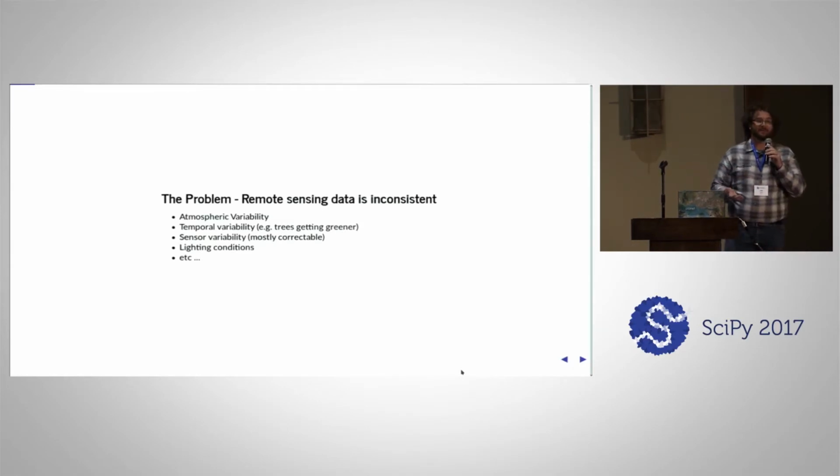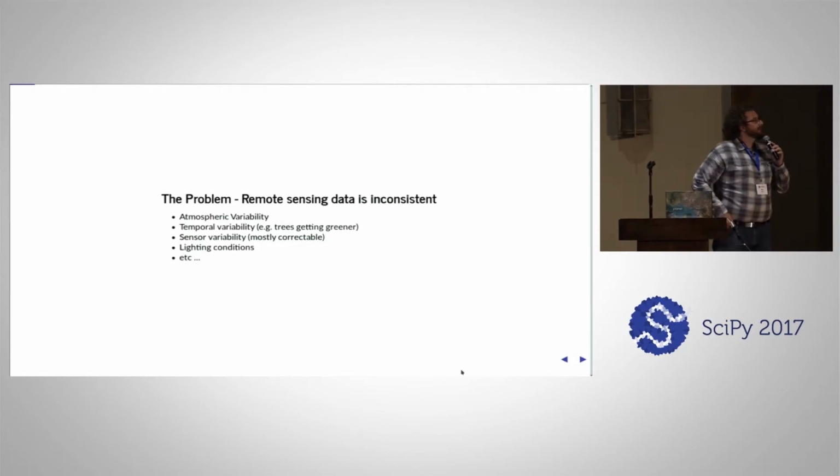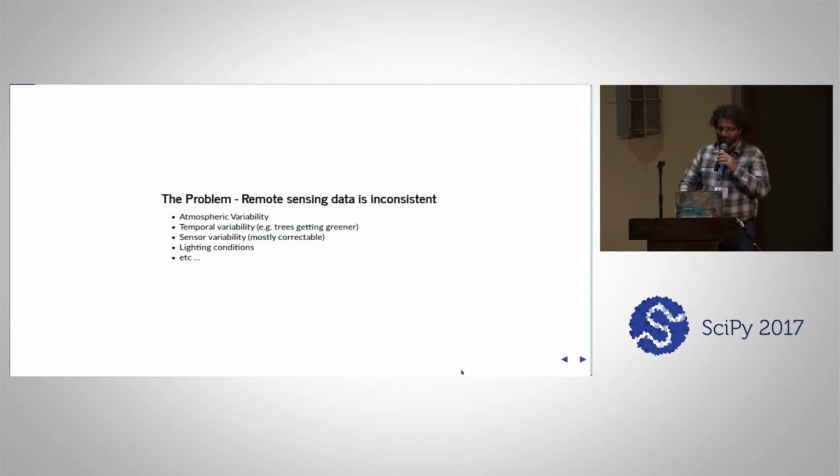And then we also have sensor variability. The satellites are all a little different. We can correct for some of that. Other parts we can't fully correct for anyway. And then we have minor little things like lighting conditions. The list just goes on and on and on. There's a lot of this that leads to variability.